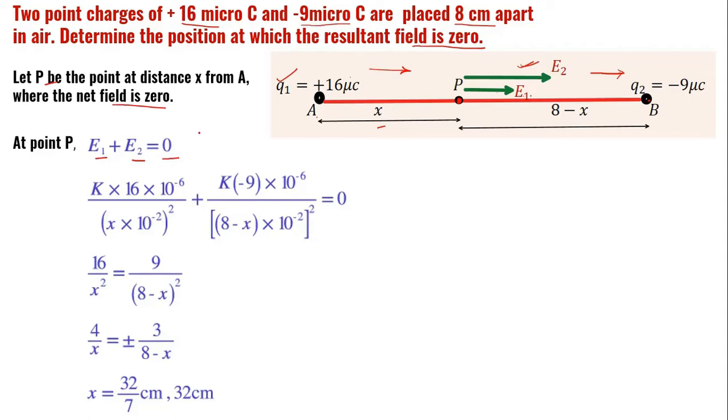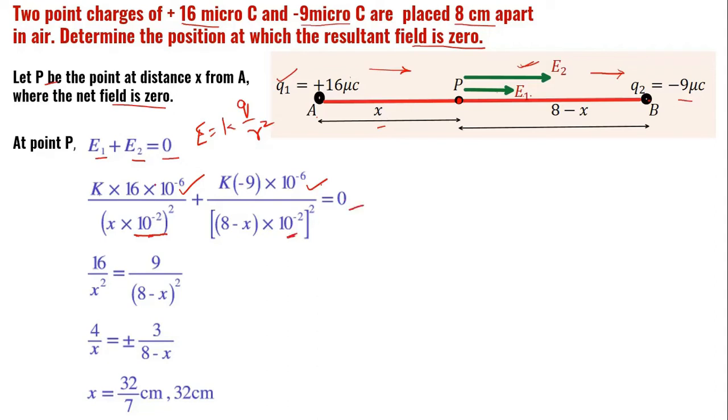Now again, the magnitude of E is equal to KQ by R square. So on putting the magnitudes, K is there. Now this E1 is due to Q1, which is plus 16 microcoulomb, so we have converted into coulomb as 10 to the power minus 6, upon separation x times 10 to the power minus 2, whole square. Why have we included this? Because we have converted centimeter into meter. Similarly, E2 is due to minus 9 microcoulomb, so we have converted it as minus 9 into 10 to the power minus 6 coulomb, and the separation is 8 minus x, converted into meters, and this is whole square, equals 0.